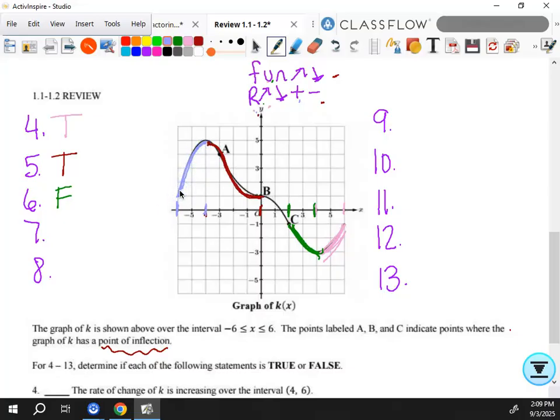Yes, so I like that part. So then the next part, the rate of change is decreasing. Well, if the rate of change is decreasing, the function is concave down. Is the function concave down here? Oh, yeah. Yes, yes, that's okay. Yes, good. True. We good?